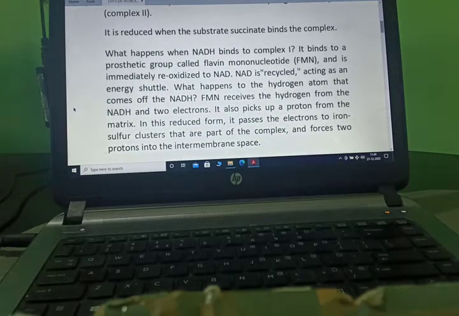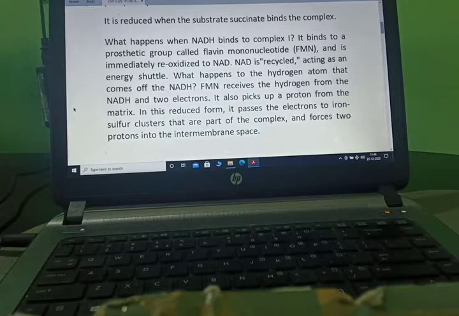Then what happens? NADH binds to the complex. It binds to a prosthetic group called flavin mononucleotide and is immediately reoxidized to NAD. NAD is recycled, acting as an energy shuttle. What happens to the hydrogen atom that comes off NAD? FMN receives the hydrogen from NADH and 2 electrons. It also picks up a proton from the matrix.